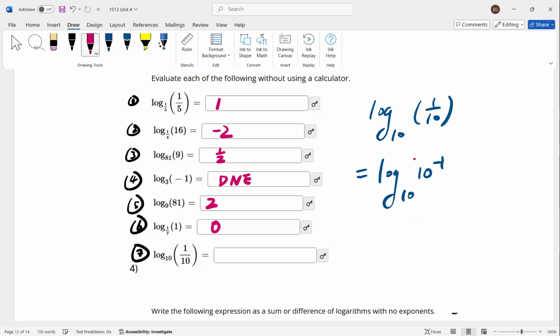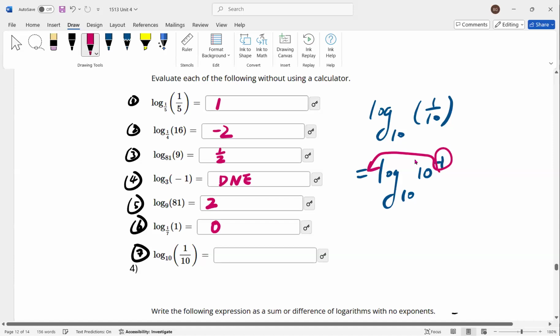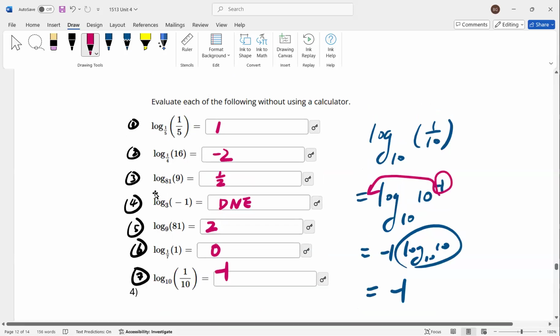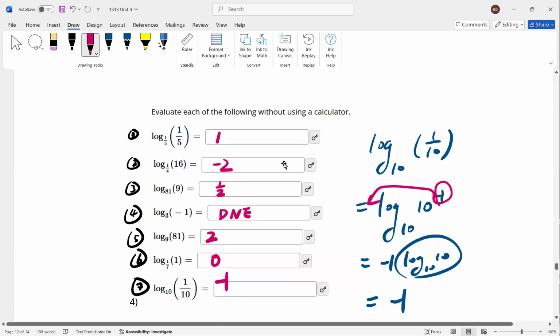And then powers. We have -1 times log with base 10 of 10. This is 1, so -1. The result is -1. And done. We got through this problem without using a calculator. Any questions? No, I understand it. Okay, thank you.